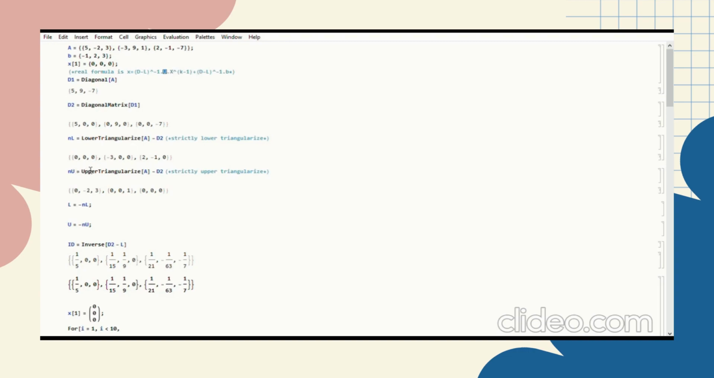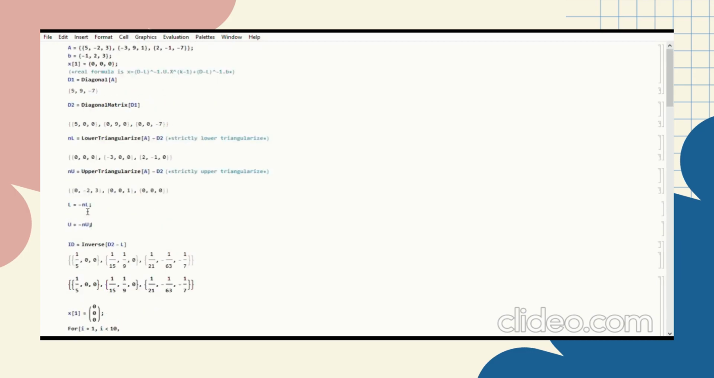For U, I have upper triangularize of A minus D2. Upper triangularize of A means we just want the upper part and we want to exclude the diagonal. Then we will get the strictly upper triangular matrix. The answer is 0, -2, 3, 0, 0, 1, and 0, 0, 0. But in the definition of the Gauss-Seidel formula, L is minus NL, so U is negative NU. That's why I write in this form according to the definition.